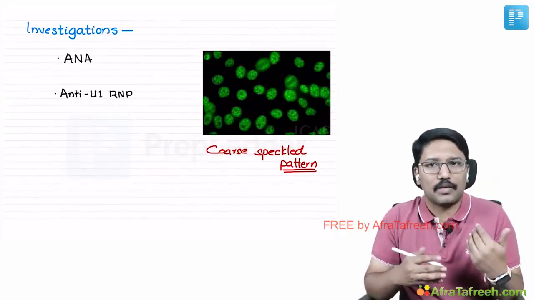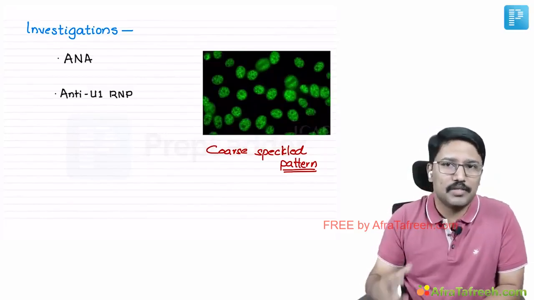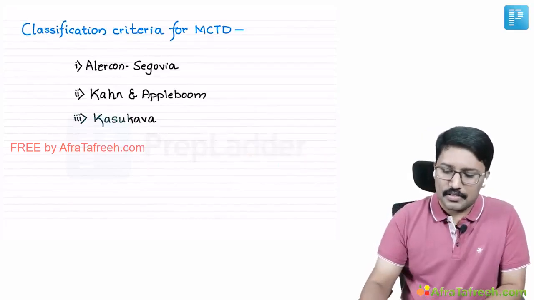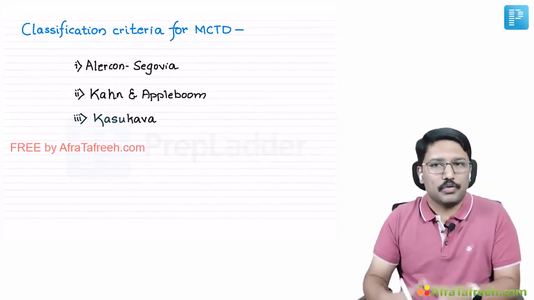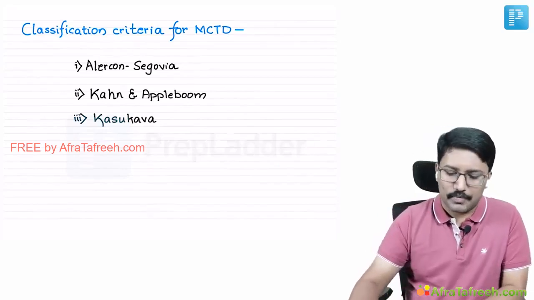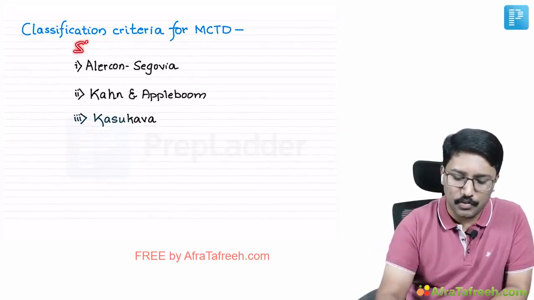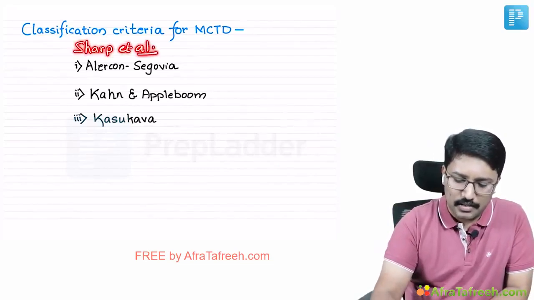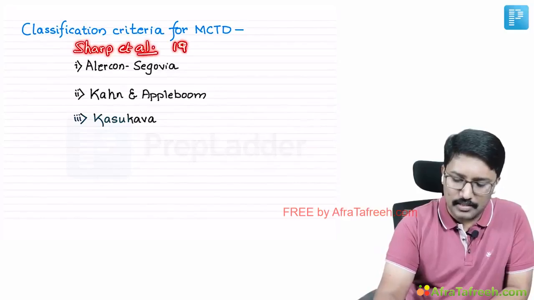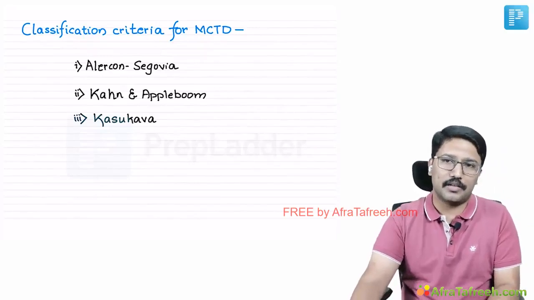Now, unlike our SLE and unlike our rheumatoid arthritis, there is no one single established classification criteria. Most of these cases are reported from Japan, and probably most of the criteria also come from the Japanese soil. Okay, so the first description of MCTD came from the team called Sharp et al. Those criteria were proposed in, I think, 1987, and since then there are many other classification criteria proposed.